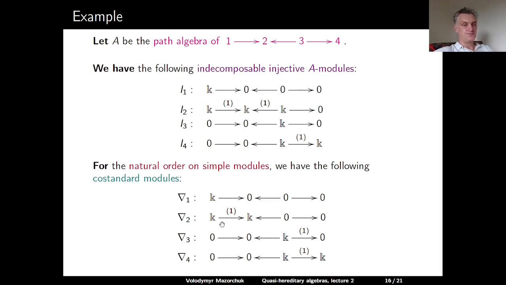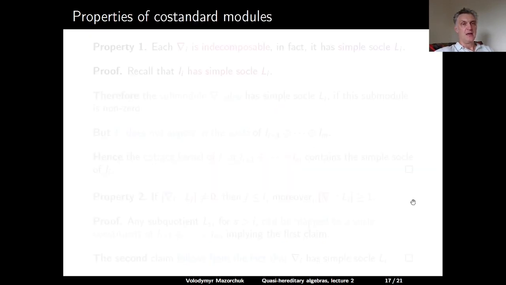So nabla 2 is concentrated at the vertices 1 and 2 with the identity map between them and one-dimensional spaces at these vertices, and it's 0 outside. And I1 is simple, so nabla 1 is equal to I1. Let us now discuss properties of costandard modules, and this will be a pure analogy with standard modules.